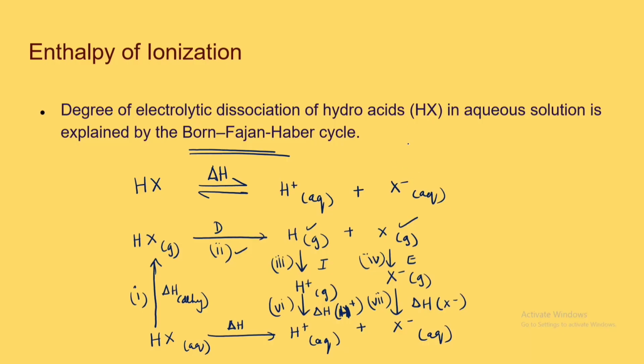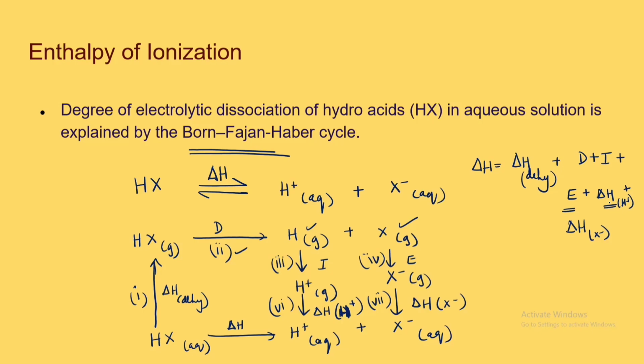So the value of delta H can be calculated as delta H is equal to delta H of dehydration, right? Plus, I can add the dissociation energy, which is positive. Then ionization energy is also positive. Then obviously we add the electron affinity, which is negative. Next, delta H, that is hydration of H plus, which is negative. And also we have delta H, the hydration enthalpy of X minus, which is again negative.